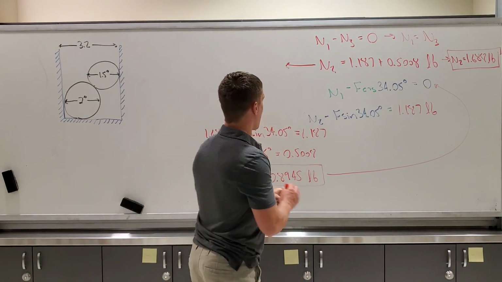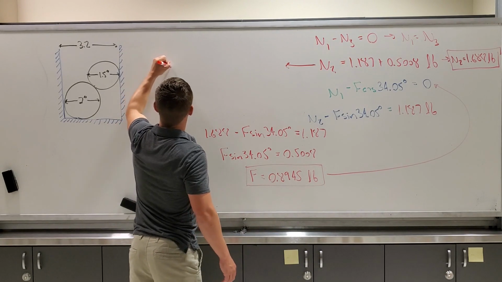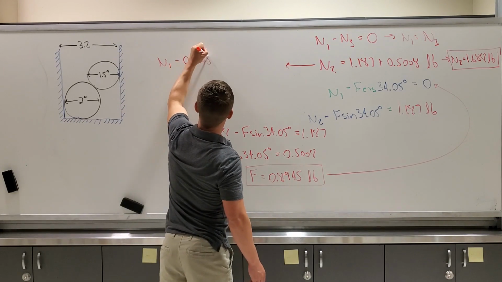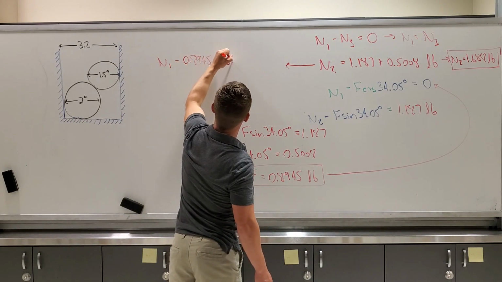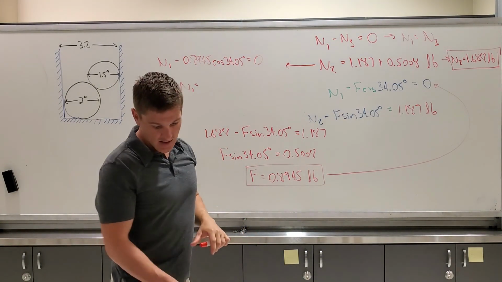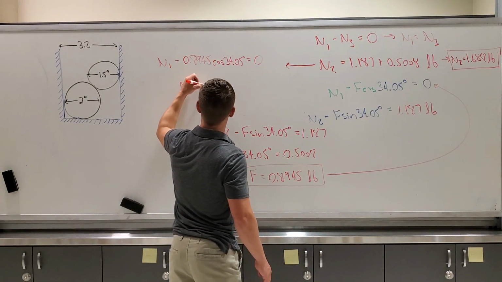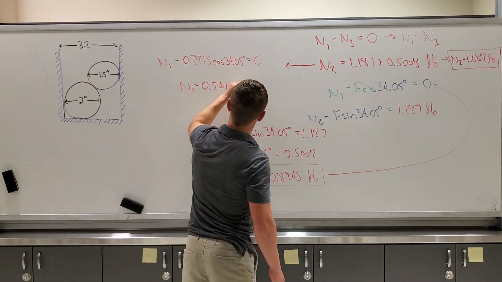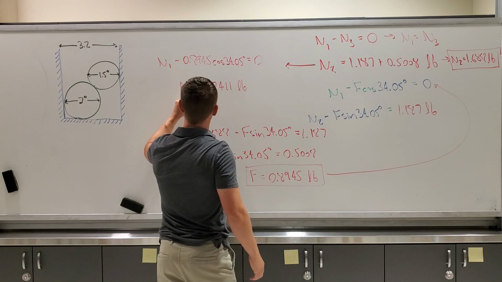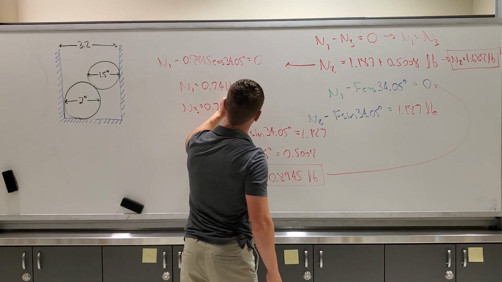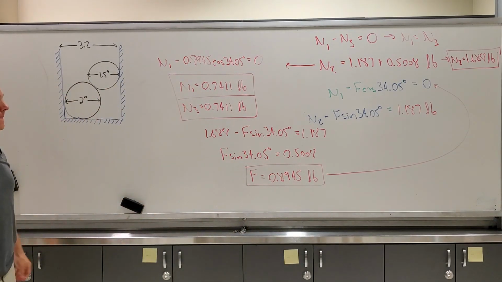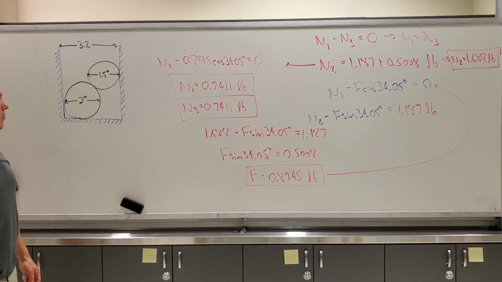Okay, now I can use my F and my N1, so I get that N1 minus F, which is 0.8945, cosine of 34.05 degrees is equal to 0. So I get that N1 is 0.7411 pounds, which is also equal to N3, which we got from equation 1. So N3 is also equal to 0.7411 pounds. Okay, and now we have solved for everything that the problem asks us to solve.